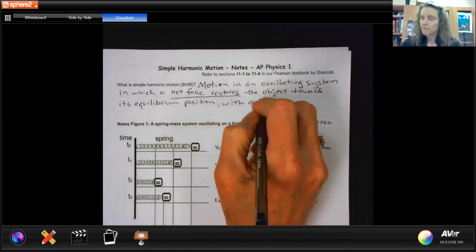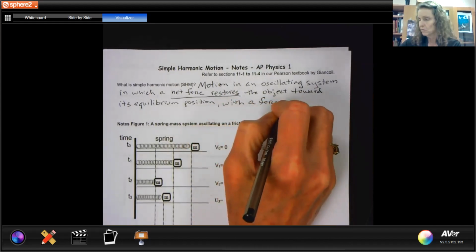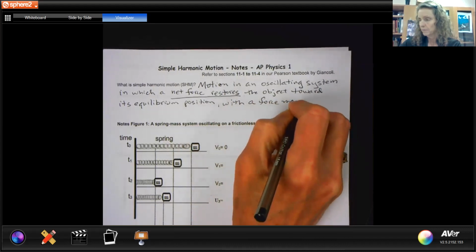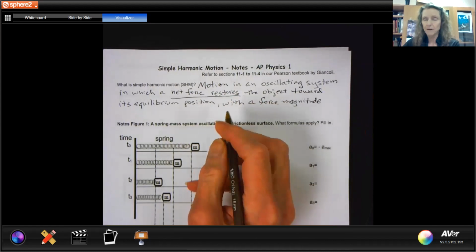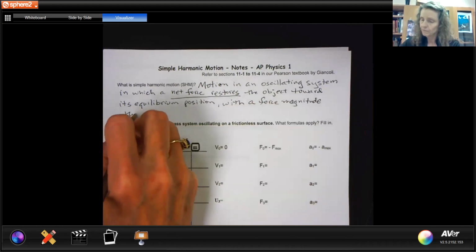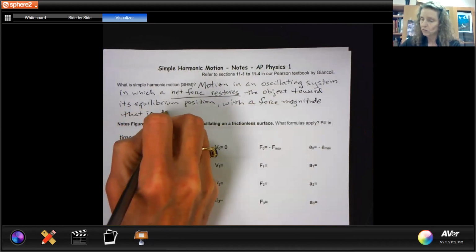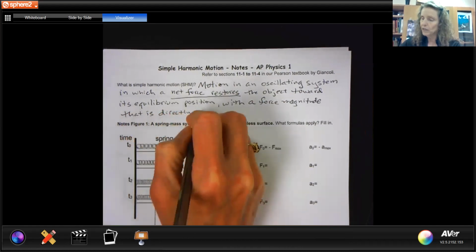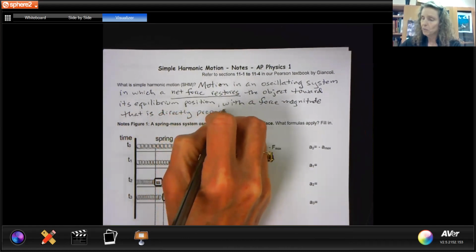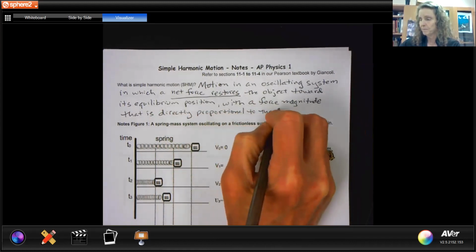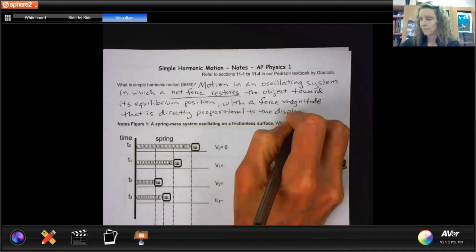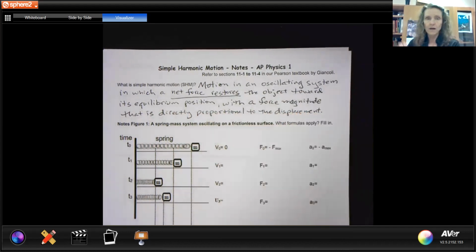With a force magnitude that is proportional to the displacement. Let's say directly proportional. It's a linear relationship. Directly proportional to the displacement. Okay, directly proportional to the displacement. And by the way, I hope the SAT went okay for you if you took it.